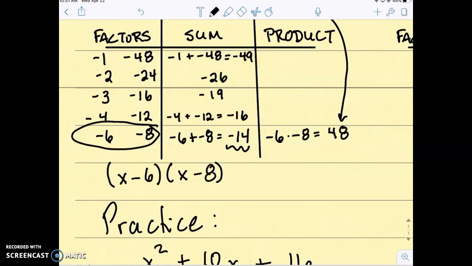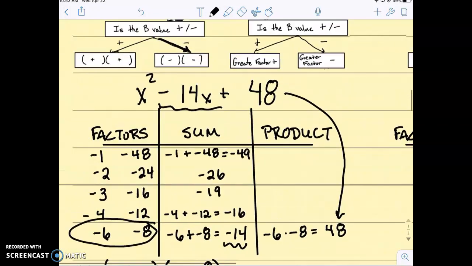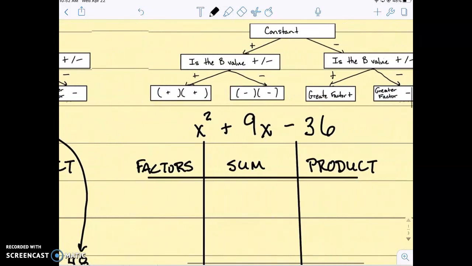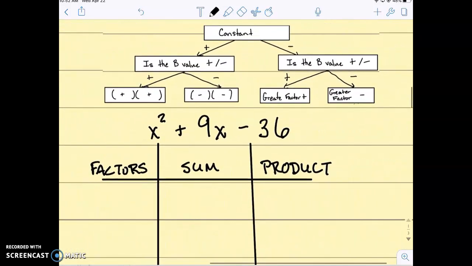I like this method because it takes away the whole which number is positive, which number is negative question. If you follow your flow chart, it tells you what's going on, and it makes factoring a lot easier for those of you who struggled in Algebra 1. Here's our last one. I'm going to go just a little bit quicker.